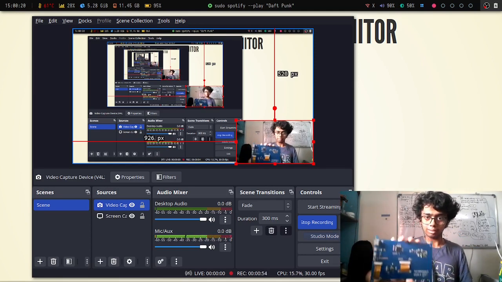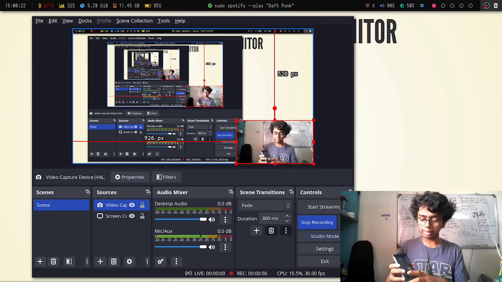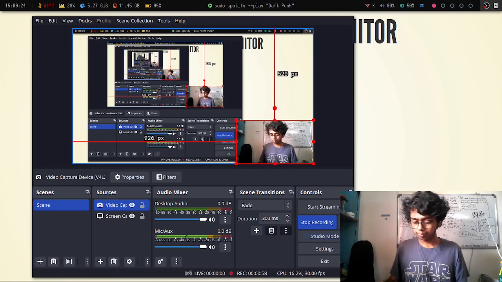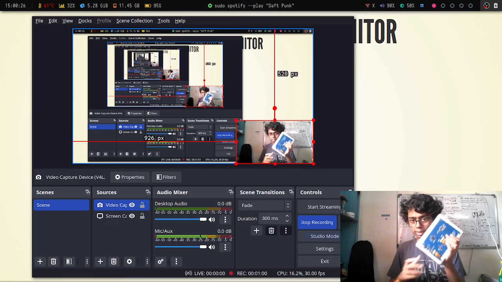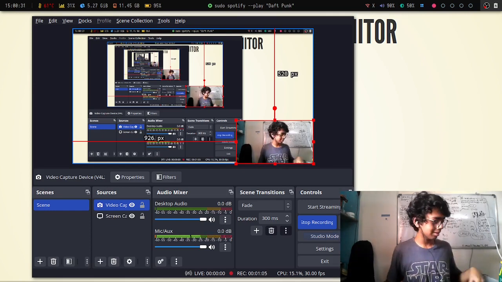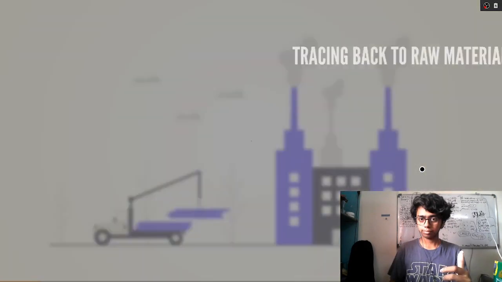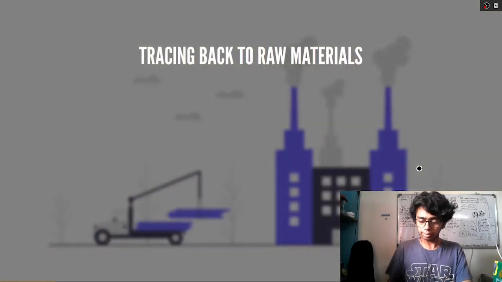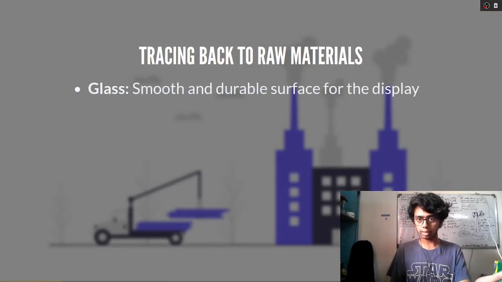So I'll be going through the raw materials now, and the raw materials that have been used to construct displays like this on a bigger scale. This is a smaller display. So tracing back to its raw materials, first up is glass. That's used for the outer surface of the display, and it should be smooth and durable.